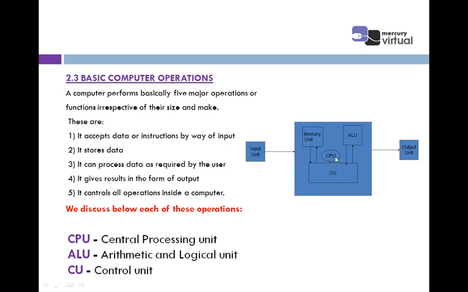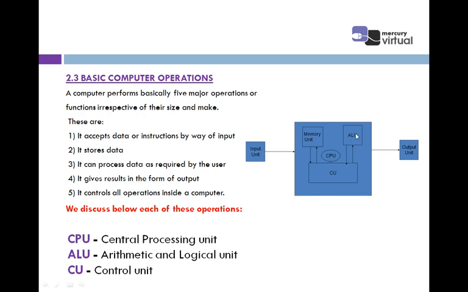Then it can process data as required by the user. Processing is basically done by the CPU, this part of the diagram. CPU stands for Central Processing Unit. Like in the human body, there is a brain which can perform all the major calculations. In the same way in a computer, there is a CPU. That's why CPU is known as the brain of the computer system. That is used for basic operations. Means all the processing is done by the CPU in the computer system.